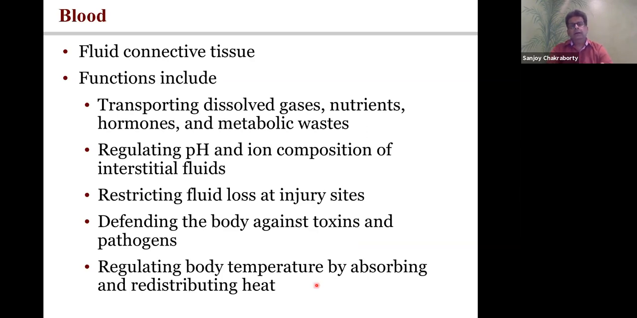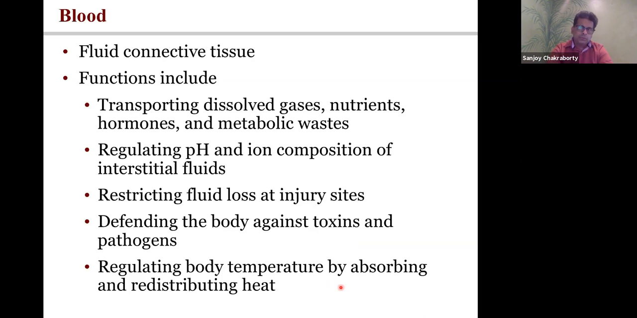And finally, by distributing the heat that muscle, let's say, produces, or that different other chemical reactions produce, by distributing them throughout your body, blood is controlling your body temperature. So they regulate the body temperature by redistributing the heat, or sometimes they absorb the heat. So the blood has a lot of roles.